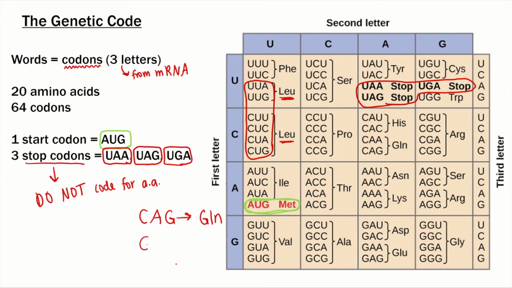Let's do another example. Let's do GUC. So our G is down here. Our U is right here. And our third letter is C. So we can see that this will code for valine.